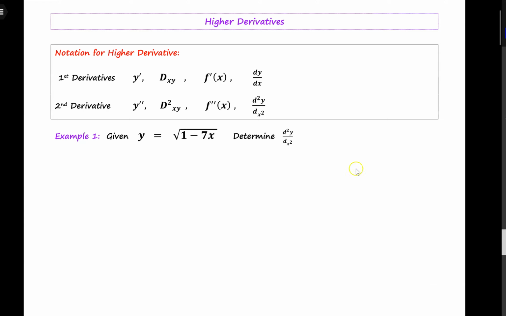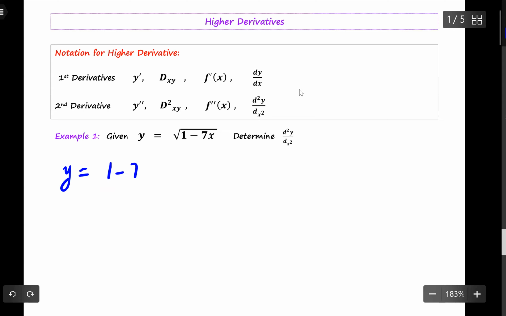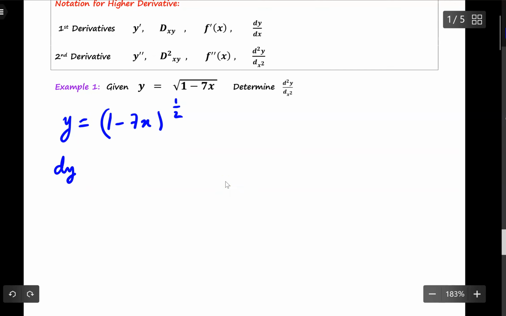Before we can get to the second derivative, I have to find the first derivative first. So I will write y equal to 1 minus 7x, all of it to the exponent half. Because I haven't differentiated yet, we still have to write the y. I always remind everyone to be mindful of your notation, so what you write on your next line, or the way you present your answer for mathematics. You have to present some logic with that as well.